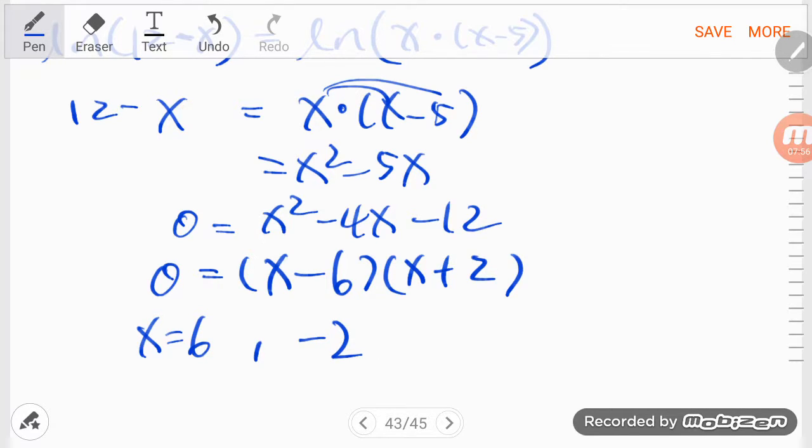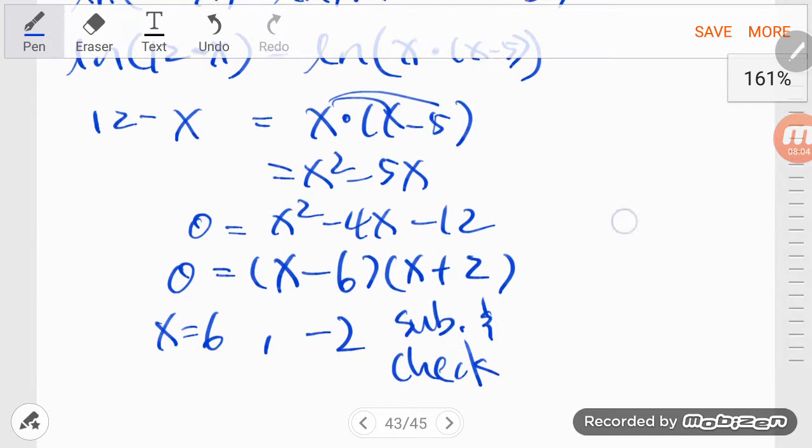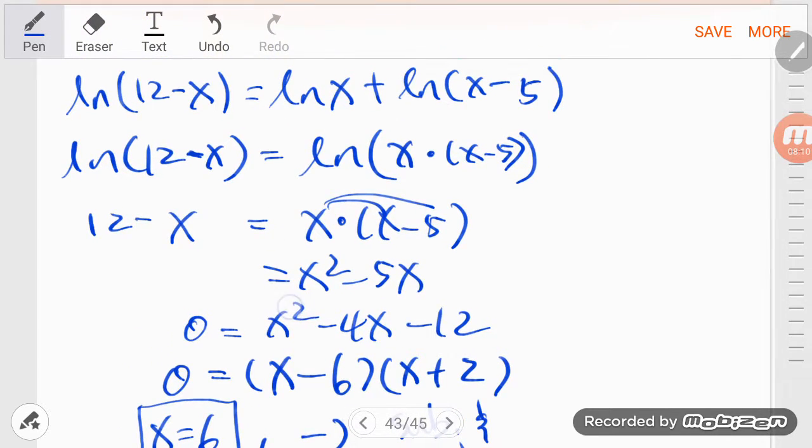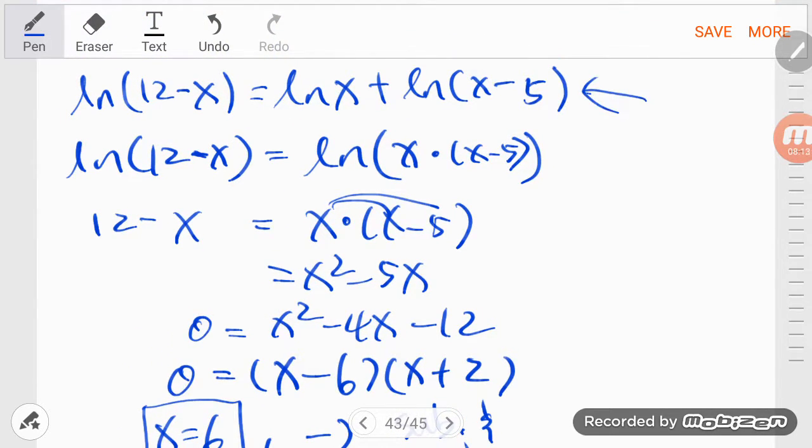Now, don't forget to sub and check. Sub and check. We need to do that, and this example will show you why we have to do it. So let's start with x equals 6. I'm going to put that in my original equation.